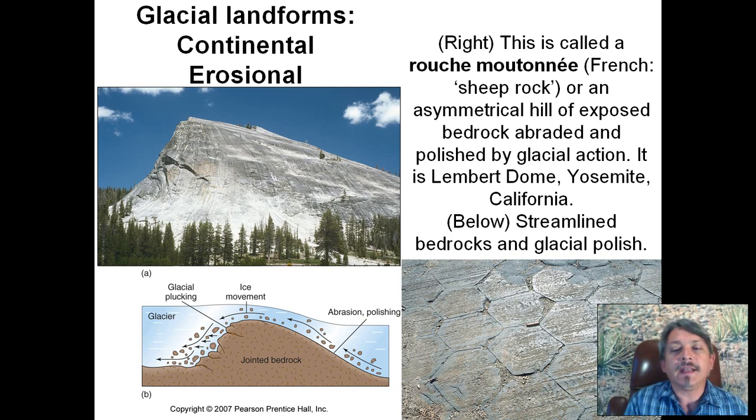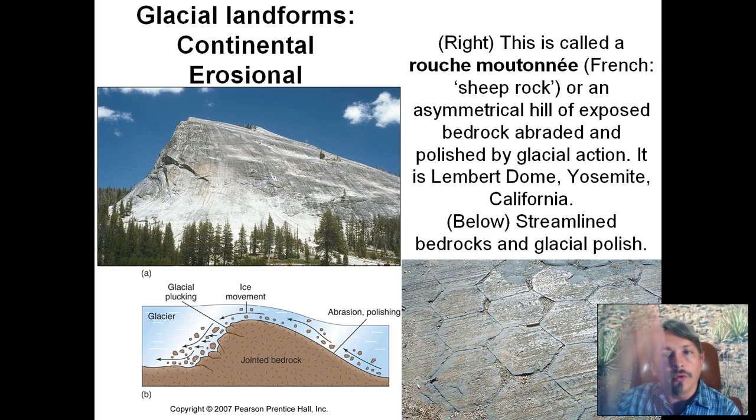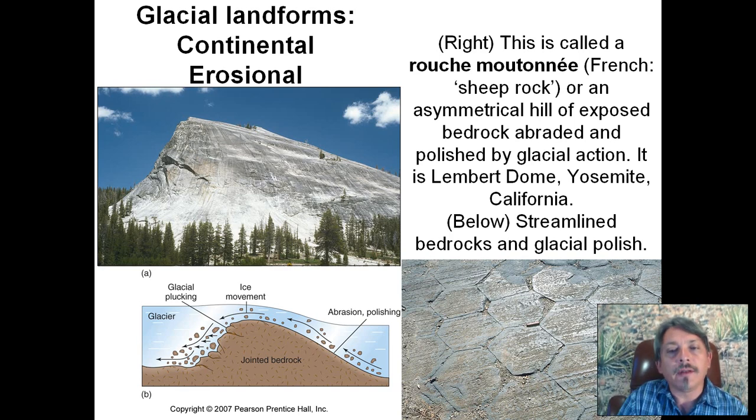And below you can see an example of the glacial polish. Now, don't be deceived by the hexagon pattern. That's fracturing in the rock because of the nature of the rock that is already there. It's likely a volcanic rock, which tends to form these hexagonal vertical patterns, but it's become abraded and polished by all of that sand and boulders and other things that scratched it around and finally polished it.